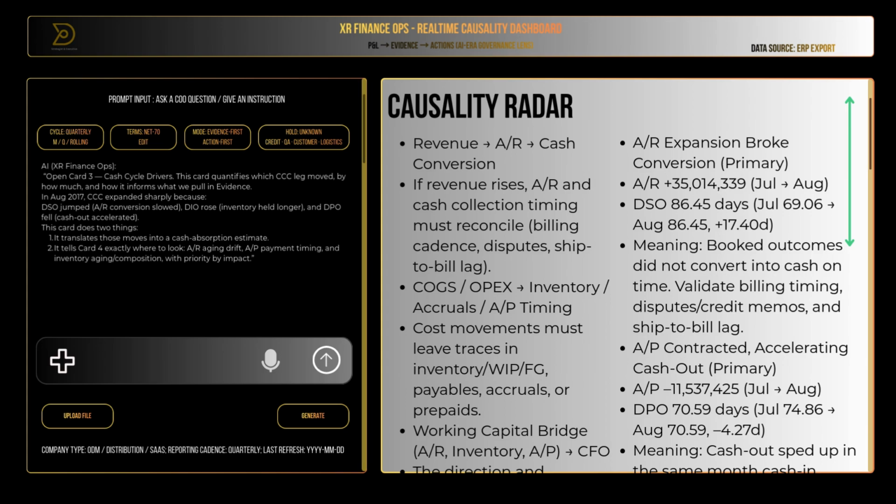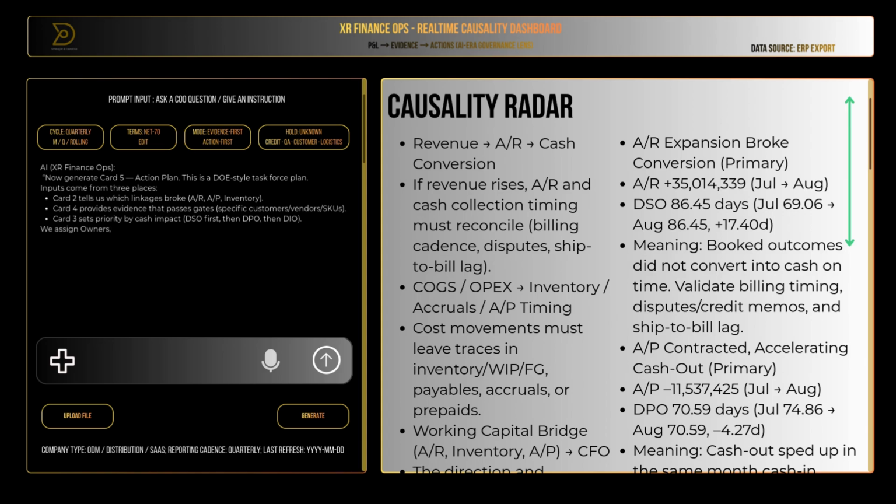When the era shifts, yesterday's winning instincts can become tomorrow's failure mode. This card forces decisions to follow evidence, not habit.